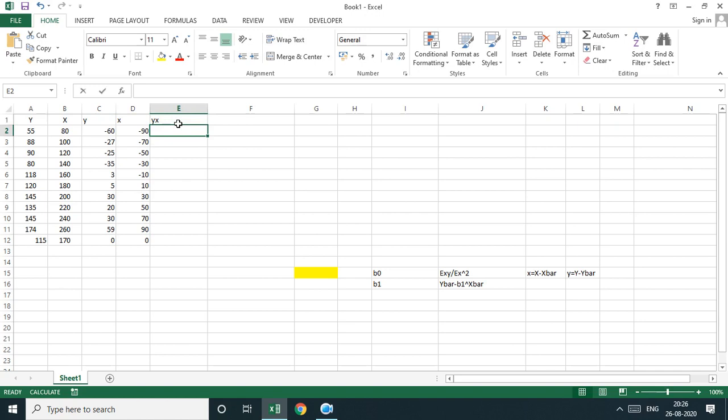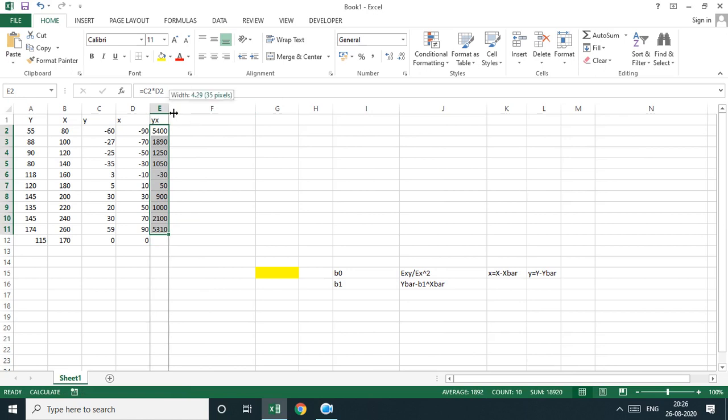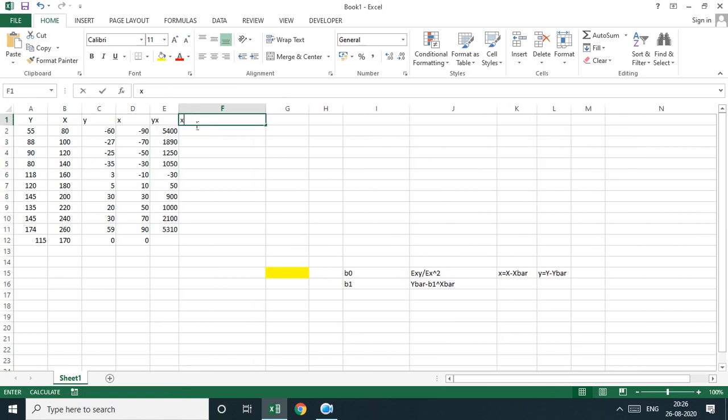Okay, for that what we have to do is multiply y with this x. Yes, we have got y into x. Then what's next? Yes, x square, small x square, this is the small x. That means in the regression equation we are squaring the deviation of the independent variable, not the dependent variable.